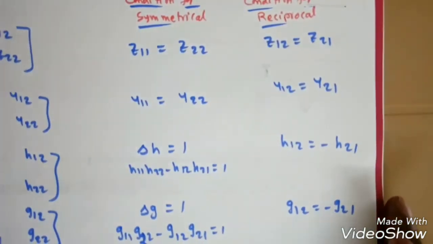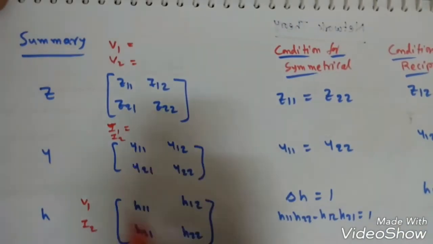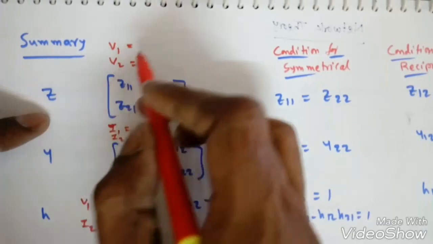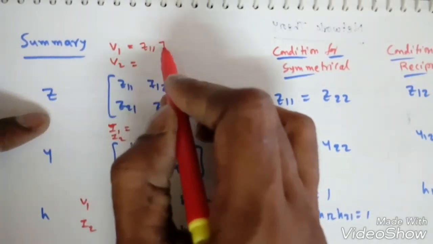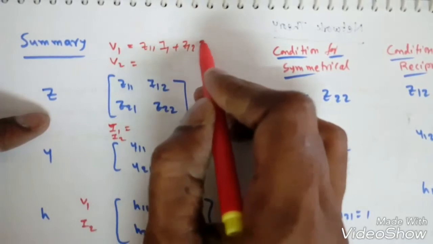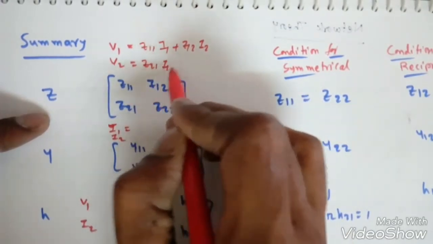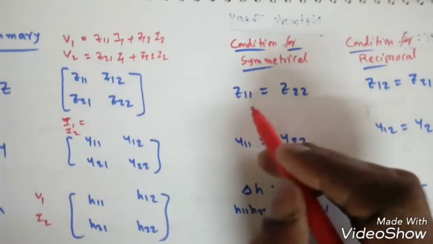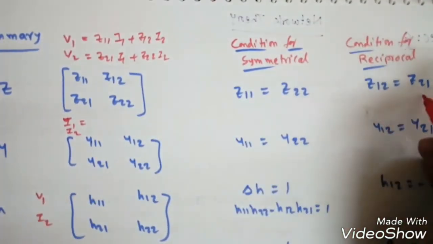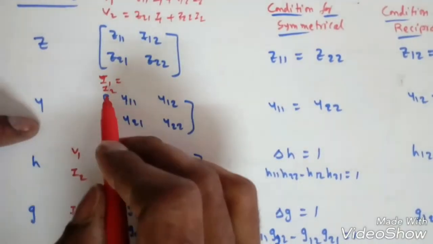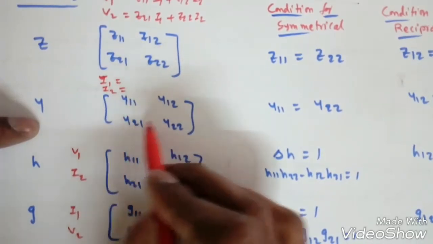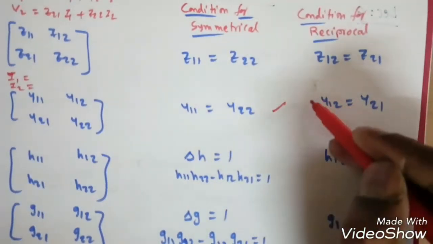Now let me make a summary on this. For the Z parameters, what are the dependent variables? V1 and V2. So V1 is equal to Z11 I1 plus Z12 I2. Similarly, V2 is equal to Z21 I1 plus Z22 I2. Now the condition for symmetrical is Z11 is equal to Z22, and for reciprocal Z12 is equal to Z21. Similarly, in Y parameters, the dependent variables are I1 and I2. So the parameters are Y11, Y12, Y21, Y22, with the conditions for symmetrical and reciprocal.